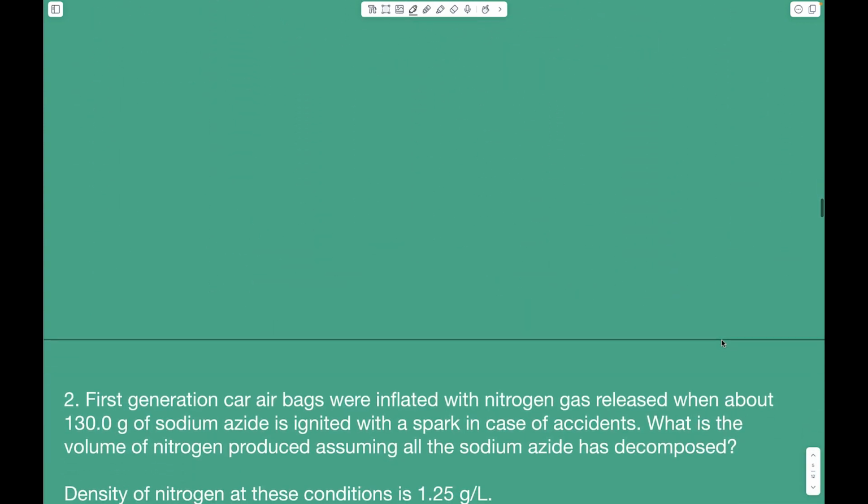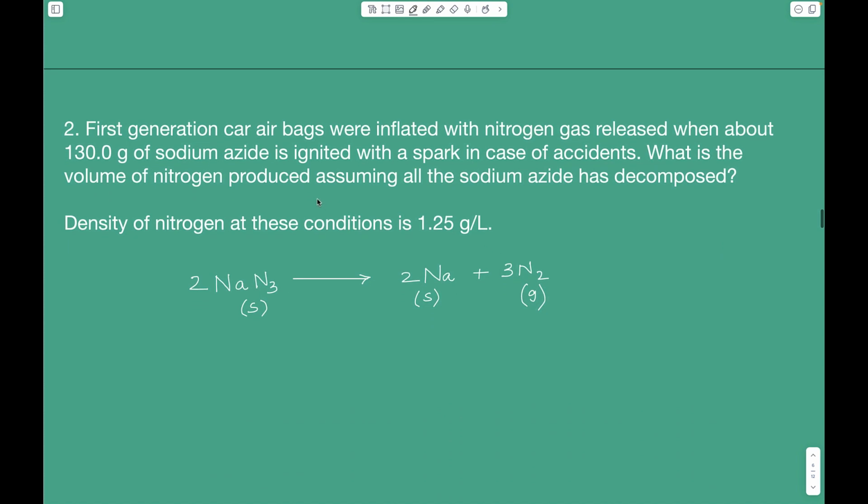What do we have next? First generation car airbags were inflated with nitrogen gas released when about so much of sodium azide NaN3 is ignited with a spark in case of accidents. What is the volume of nitrogen produced assuming all sodium azide has decomposed?